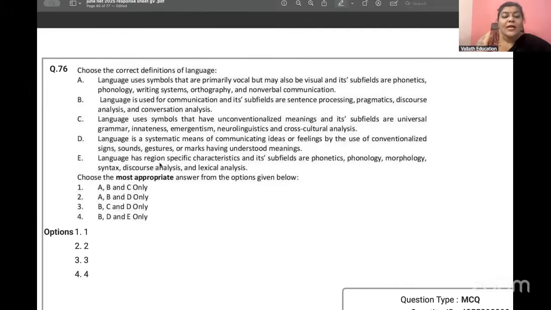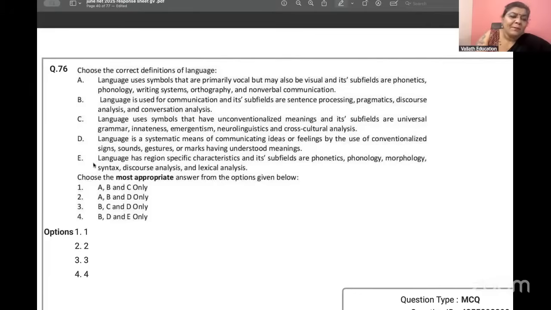Last one also they go. Language has regional specific characteristics and its subfields are, I don't know. C is definitely wrong because it is unconventional. D is definitely right. A looks correct. So you will get the answer right.